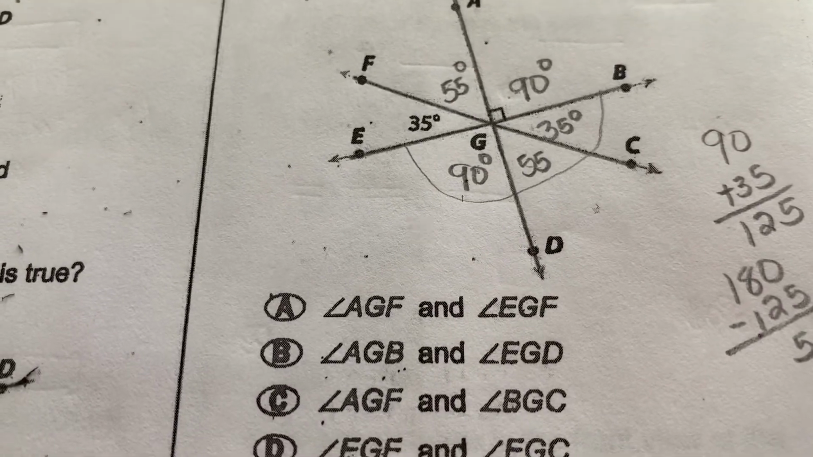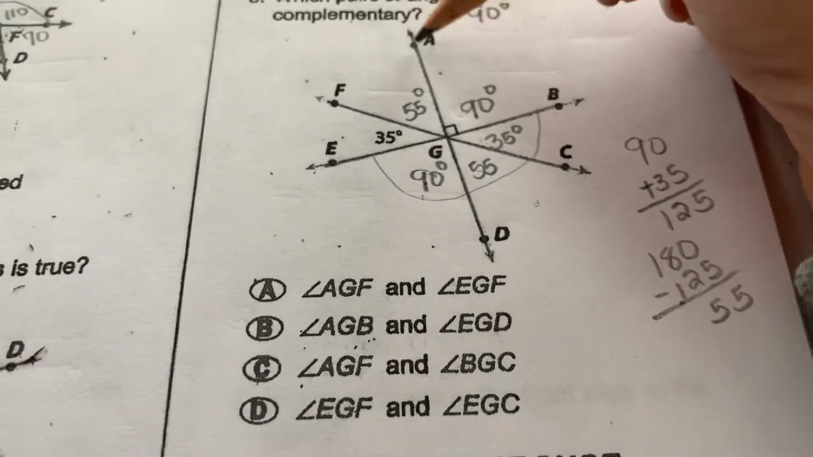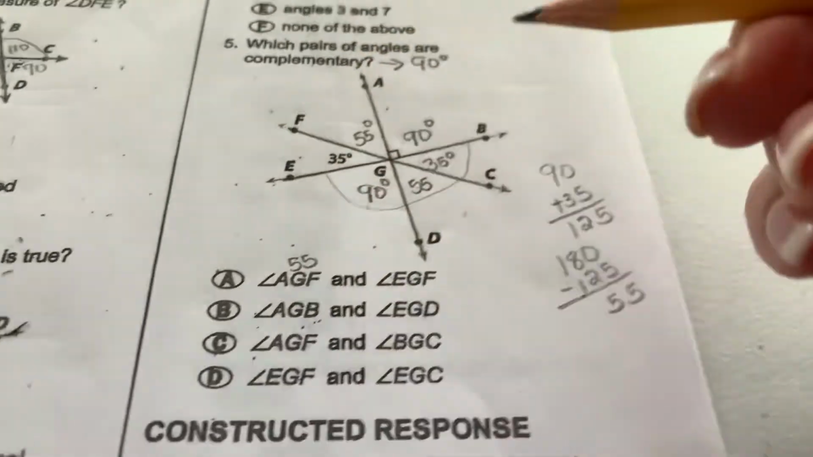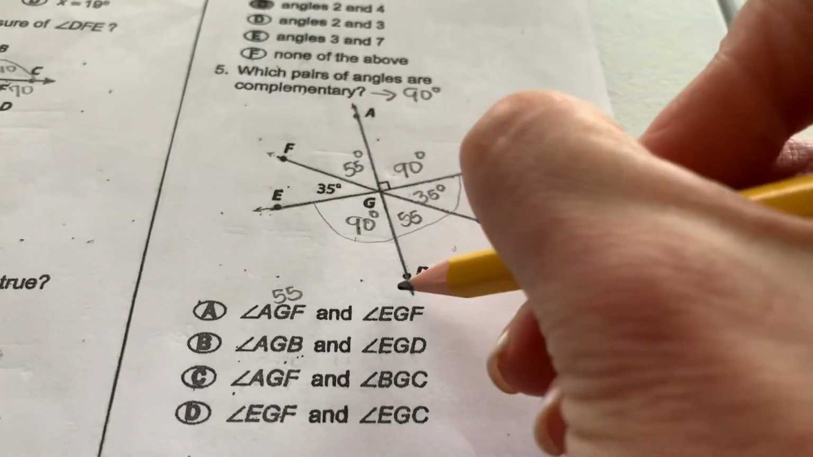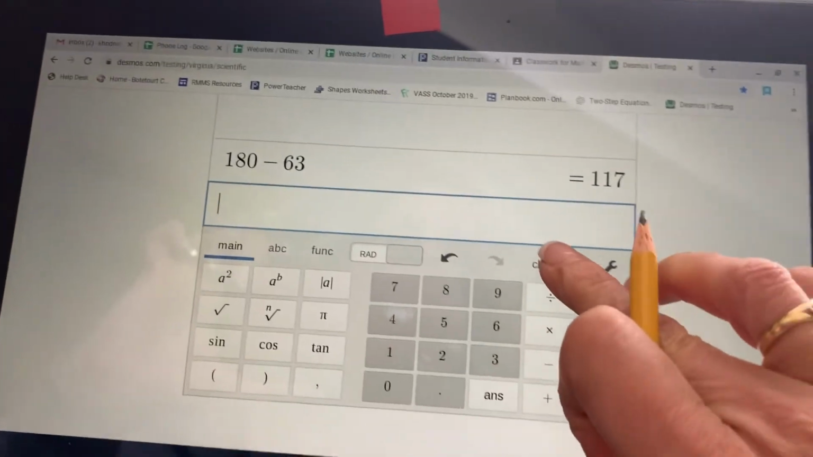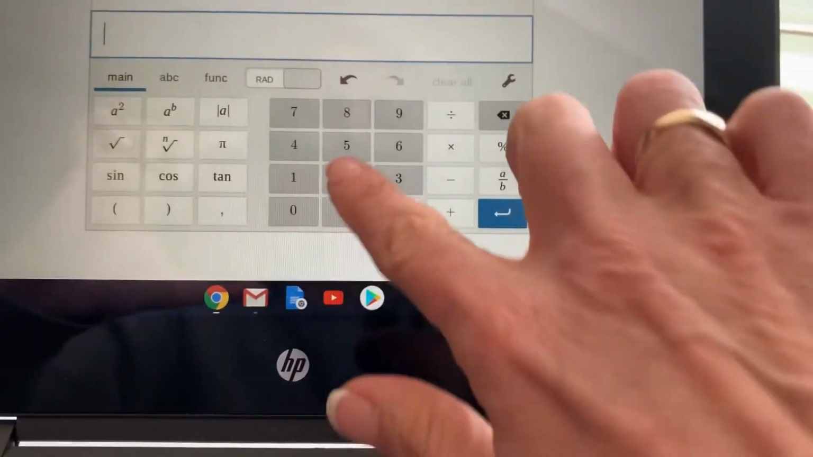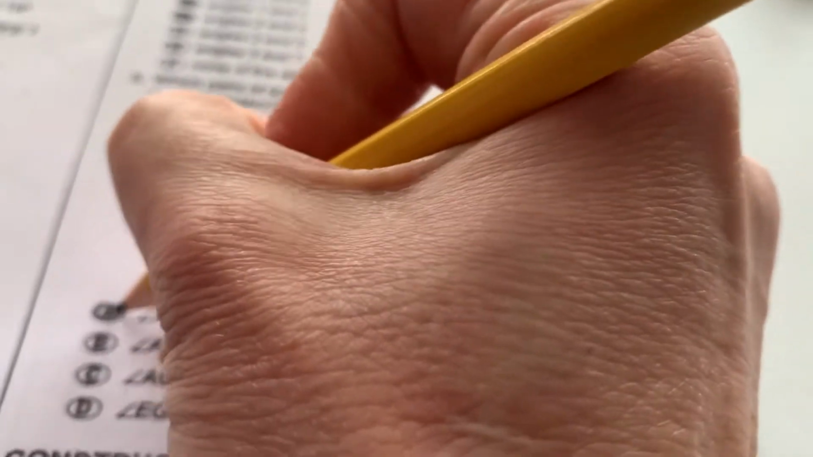And we can look at our angle measurements. So letter A says AGF. So let's find AGF. AGF is 55. Let's mark that right here, 55. And angle EGF. Well, EGF is 35. So if you want to use your calculator, you can. 55 plus 35. You can see that we get 90. So those 2 definitely equal 90 degrees.